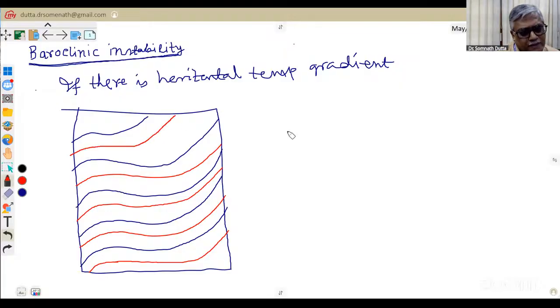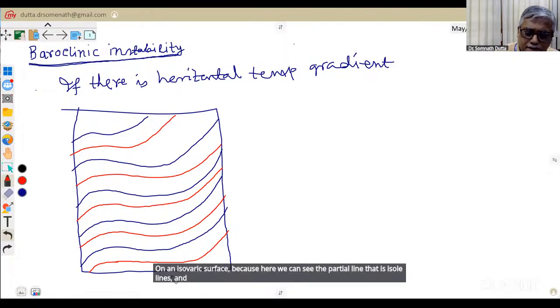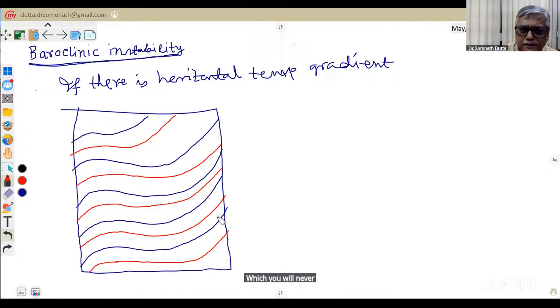So now, if the situation is like this over my region, then I am very much welcome to say that over my region there is no temperature gradient across an isobaric surface. Because here we can see the height lines and the temperature lines are parallel to each other. So then this is a purely barotropic condition, which you will never get.